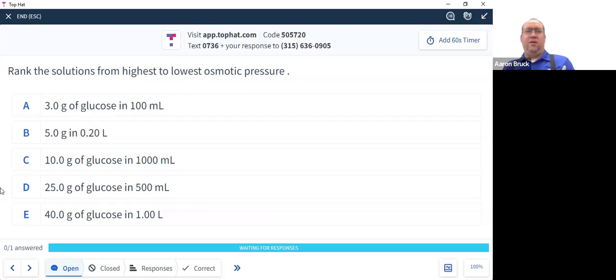So since all these are assumed to be at the same temperature, this really comes down to a question of concentration. Which one of these has the greatest concentration? Which one of these has the least?